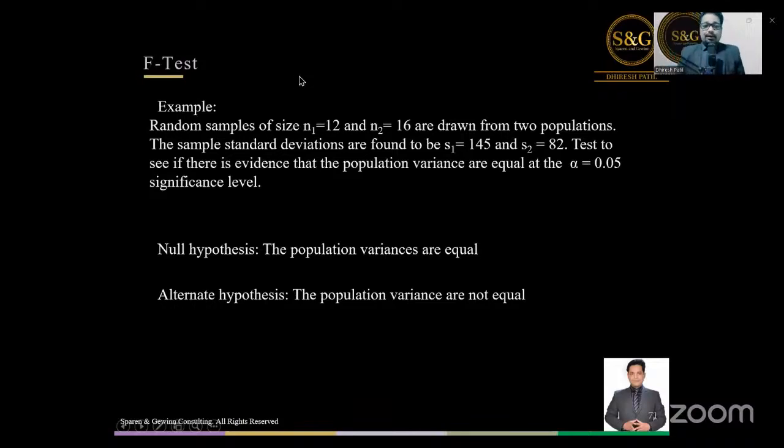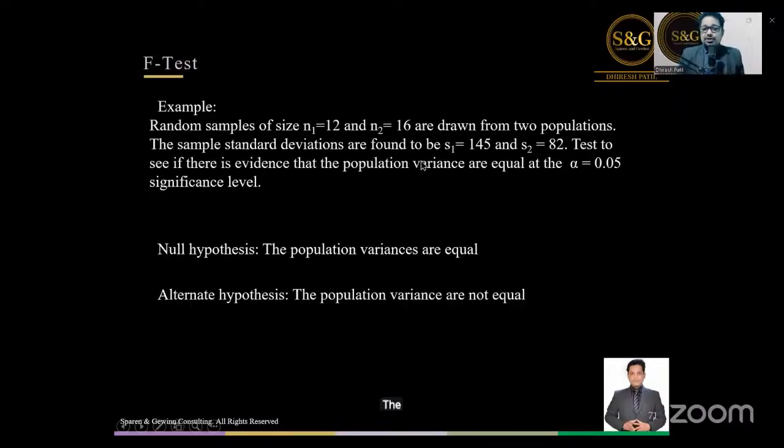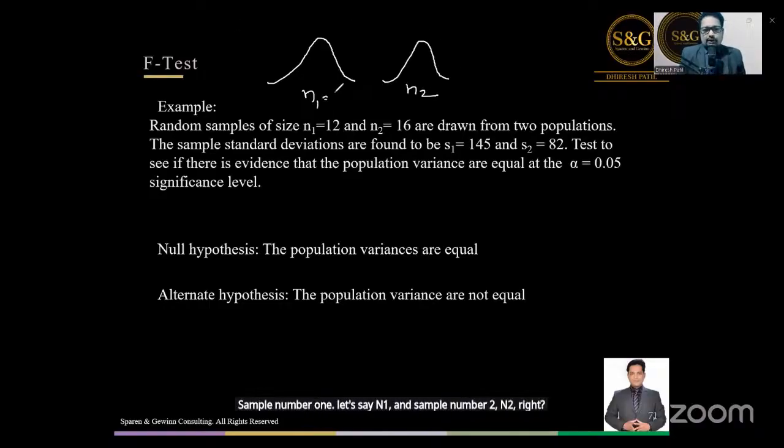Let me give you one scenario here. A random sample, now just try to understand this. A random sample of 12 and 16 are drawn from the population. The sample standard deviations are found to be 145 and 82. Test to see if there is any statistically significant difference between these two. So there are 2 samples they have taken. Sample number 1, N1, and sample number 2, N2. So there are 12 data points, there are 16 data points here.